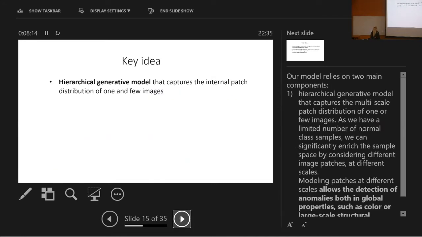So what is the key idea of the work? Our model relies on 2 main components. First component is the hierarchical generative model, which captures the multi-scale patch distribution of 1 image or few images. As we have a limited number of samples during training, we can significantly enrich the sample space by considering patches at different scales of the image. Modeling patches at different scales enables us to detect anomalies both in global structures and also in local regions.